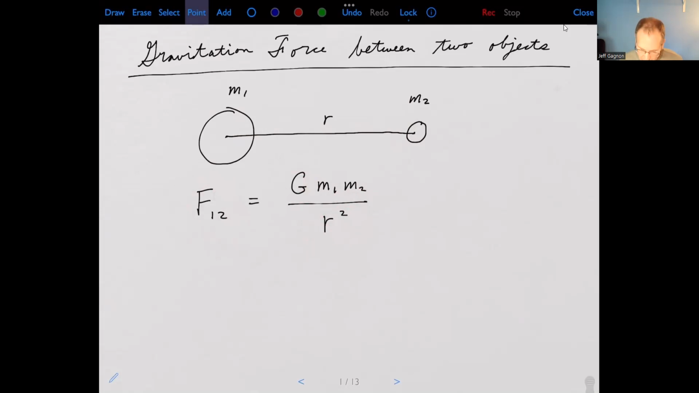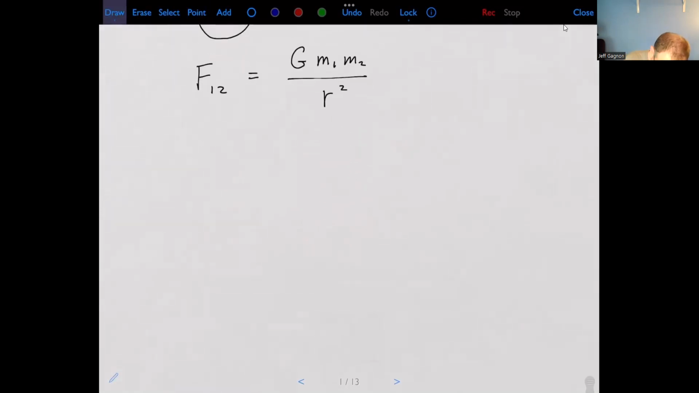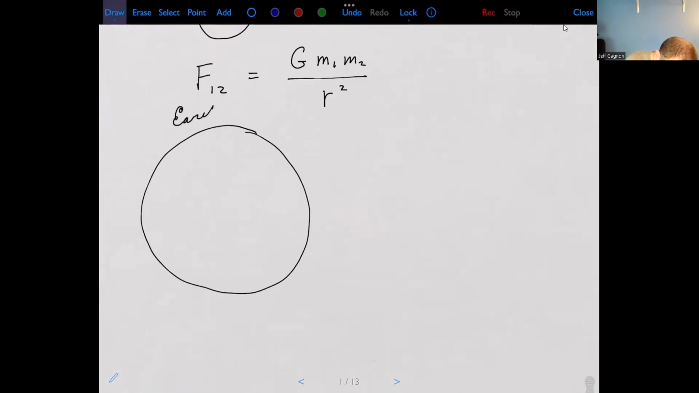Okay, but the only situation that we're really interested in is the weight of an object, which is the gravitational force acting on an object when it's near the surface of the Earth. So I'm going to draw this out. Let's say this is the Earth, and it has some mass, I'll call it ME. So ME is the huge mass of the Earth. And we want to know the gravitational force acting on some object M, which is really, really close. It's even hard to draw this, because you wouldn't even be able to see it in a picture if it was really, really close, but let's draw it like that.